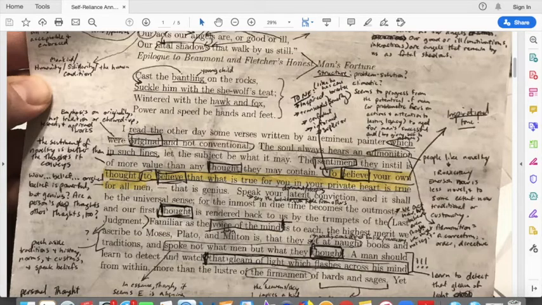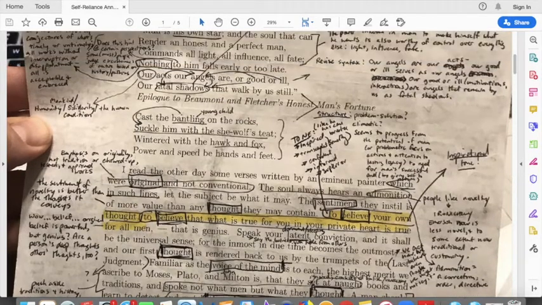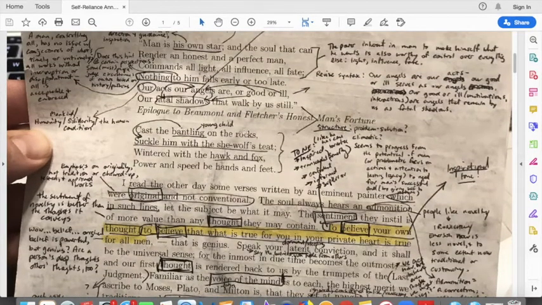For example, when he says, "I read the other day some verses written by an eminent painter, which were original and not conventional," I immediately infer that this author, Emerson, appreciates originality, not tradition or chewed up, tested, and approved pieces of art or artists or writers and that kind of thing. He likes originality. And he goes on and says, "The soul always hears an admonition in such lines."